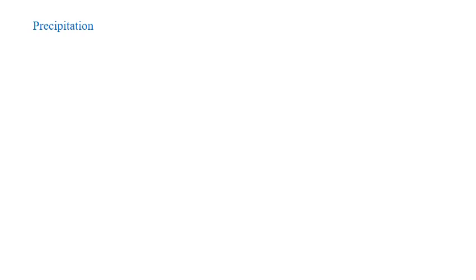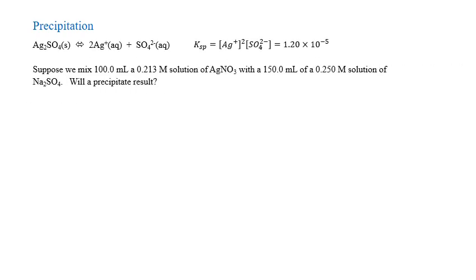So precipitation, let's study the silver sulfate example. And here's a problem. Suppose we mix 100 milliliters of 0.213 molar silver nitrate with 150 milliliters of 0.250 molar sodium sulfate. The one solution has silver ions in solution, and the other solution has sulfate ions in solution, and when you mix the two, silver ions and sulfate ions could find each other, and if the concentrations are high enough, they may produce a precipitate, okay?